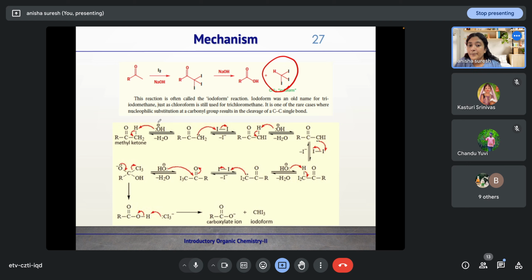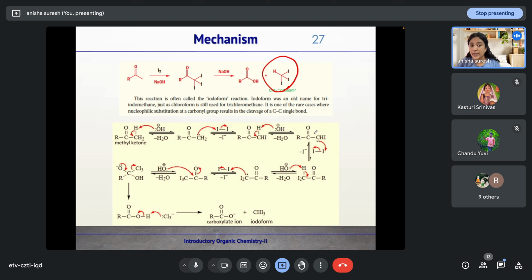The hydroxide will abstract the proton and lead to formation of the enolate. Here they have not shown the enolate, they have just shown the anion. That anion will attack the iodine, and I minus will leave, leading to formation of this compound. Again, there are two more protons. So the OH minus will abstract the next proton and lead to formation of the anion or enolate.